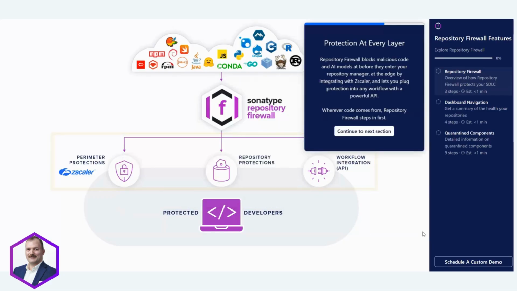Repository Firewall blocks malicious code and AI models before they enter your repository manager, at the edge by integrating with Zscaler, and lets you plug protection into any workflow with a powerful API. Wherever code comes from, Repository Firewall steps in first.